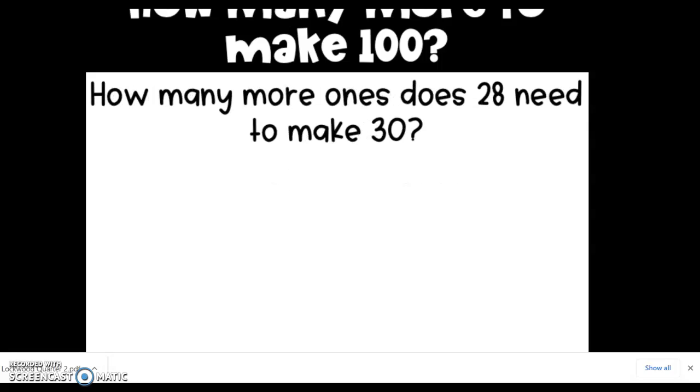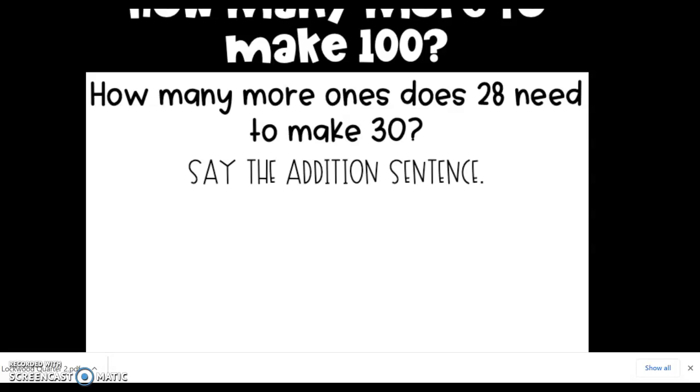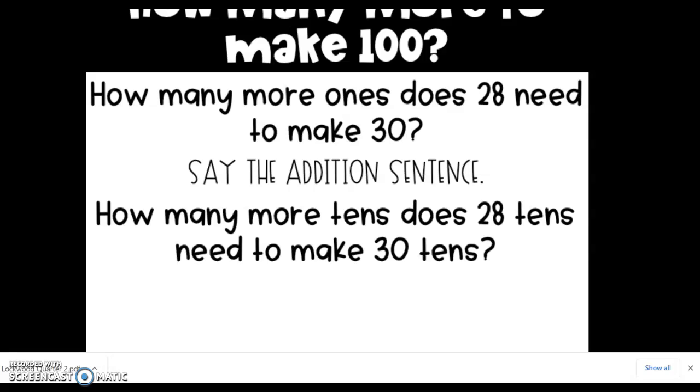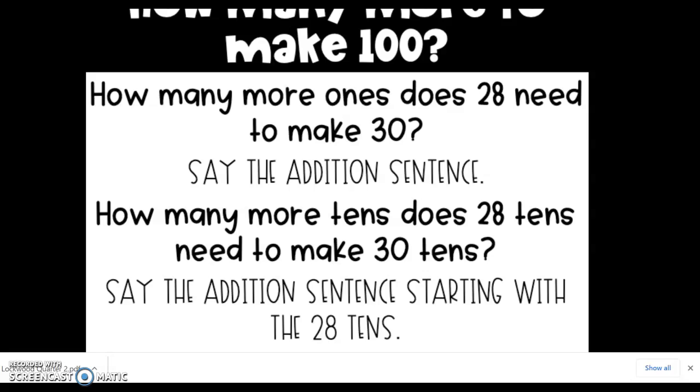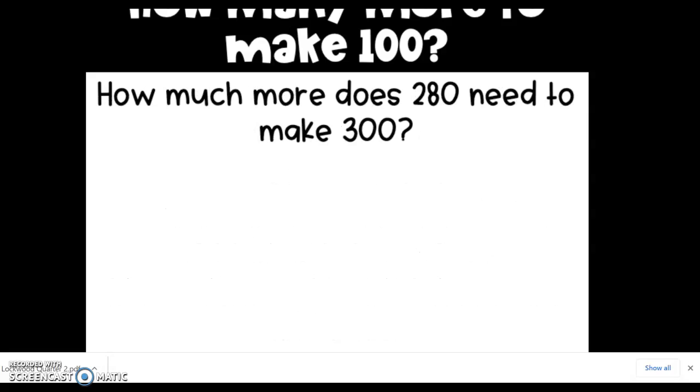Yes. Okay. How many more does 28 need to make 30? 2. Okay, so let's say that in a sentence. 28 plus 2 equals 30. Yes. How many more tens does 28 tens need to make 30 tens? 2 tens. 28 tens plus 2 tens equals 30 tens in all. That's right. So we say equals instead of makes. Okay. How much more does 280 need to make 300?